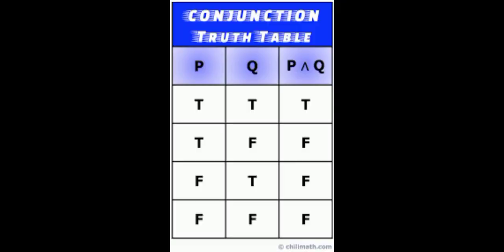What is logical connectives conjunction? Conjunction is a truth functional connective similar to and in English and is represented in symbolic logic with the dot.